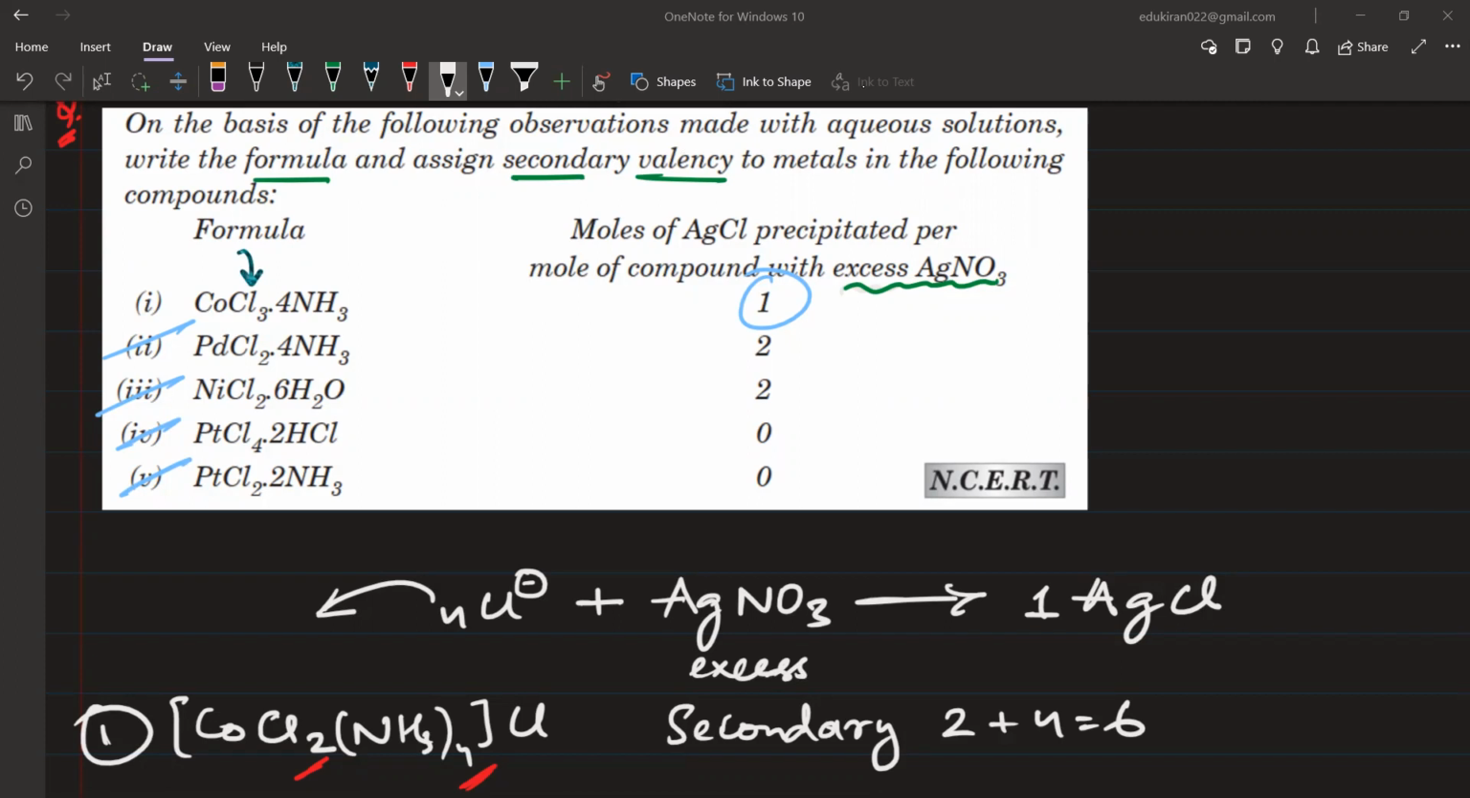Sahil, looking at your answer now. Second one is correct. Third one, correct. Fourth one is also correct. Fifth one is also correct. Very good, Sahil. You can also leave now. Thank you. Bye bye. Thank you, sir. Allah Hafiz. Allah Hafiz. Assalamu alaikum.